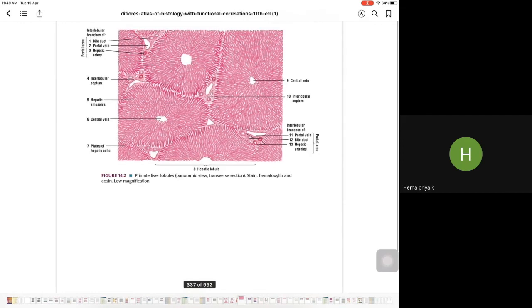Figure 14.2, primate liver lobule, panoramic view, transverse section, stain hematoxylin and eosin, low magnification. Interlobular branches of bile duct, portal vein, hepatic artery, interlobular septum, hepatic sinusoid, central vein, plates of hepatic cells, central vein, interlobular septum, interlobular branches of portal vein, bile duct, hepatic arteries, portal area, hepatic lobule.